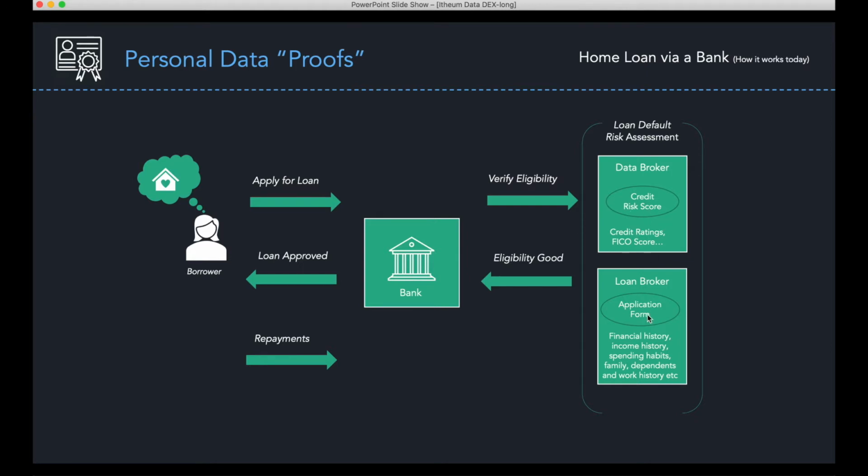So they use all of that information to do your risk assessment, and then in this case, they determine that your eligibility is good. So the bank then approves your home loan, and then the borrower gets the home loan, they buy a house, and then they make their repayments. So that's how it happens in the centralized world.